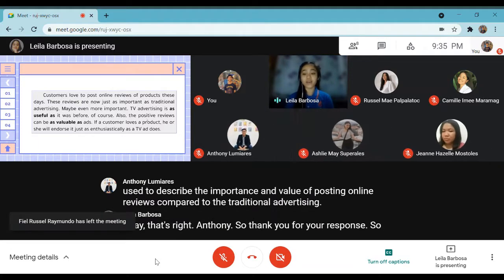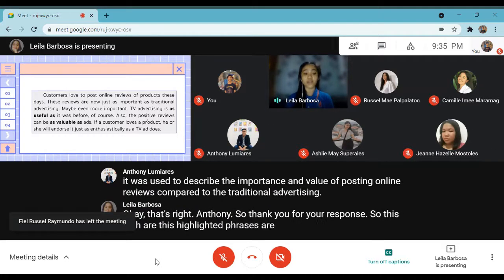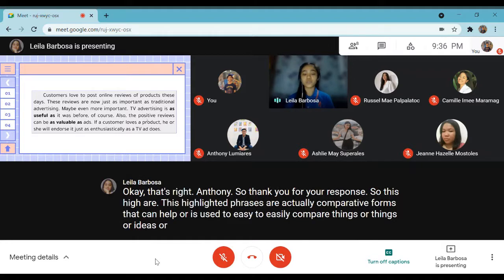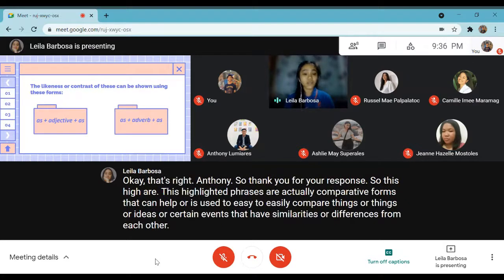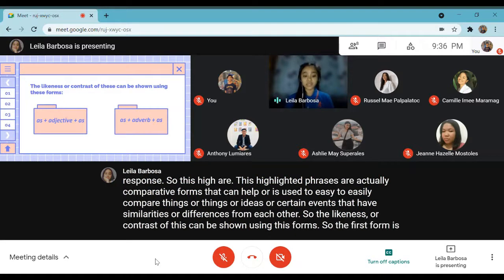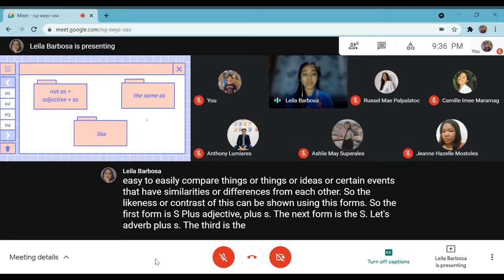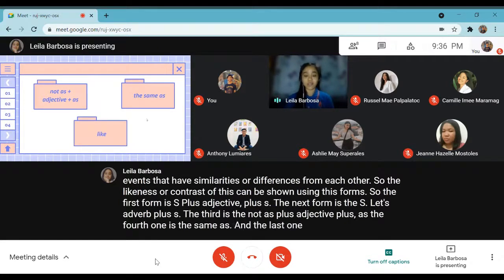These highlighted phrases are actually comparative forms that are used to easily compare things or ideas or certain events that have similarities or differences from each other. The likeness or contrast can be shown using these forms. The first form is as plus adjective plus as. The next is as plus adverb plus as. The third is not as plus adjective plus as. The fourth one is the same as. And the last one is like.